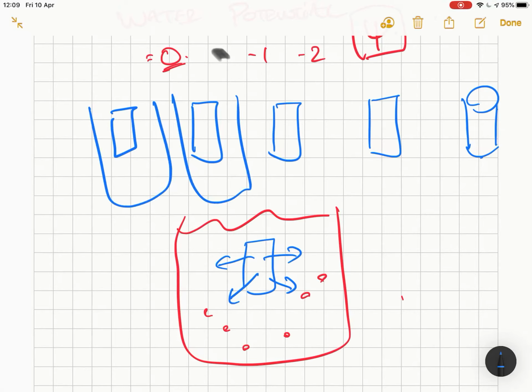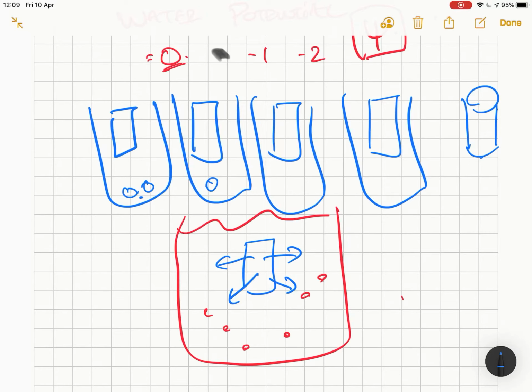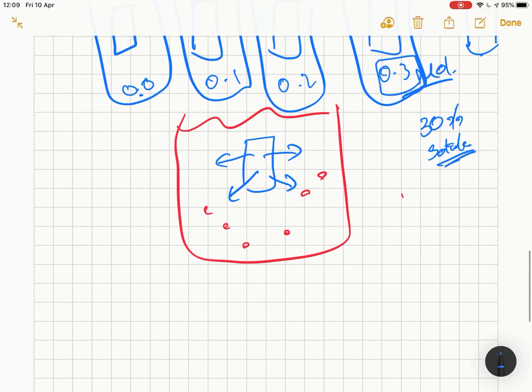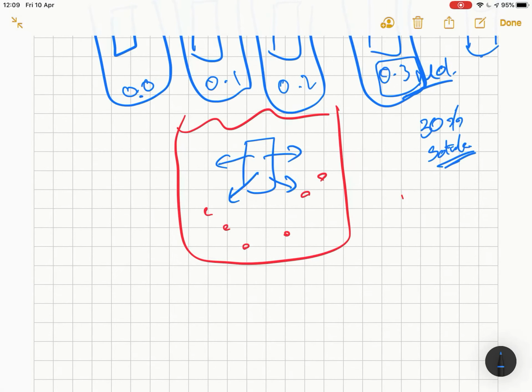So if we put these potato chips into different solutions, all with varying concentrations, let's say this is complete water, pure water, so that might have a concentration of 0.1, 0.2, 0.3. And what I mean here by 0.3 is we're saying that that is 30% solute, 70% solvent. So it's a 0.3 molar concentration solution, if you've ever been confused about what that means and what those concentrations mean.